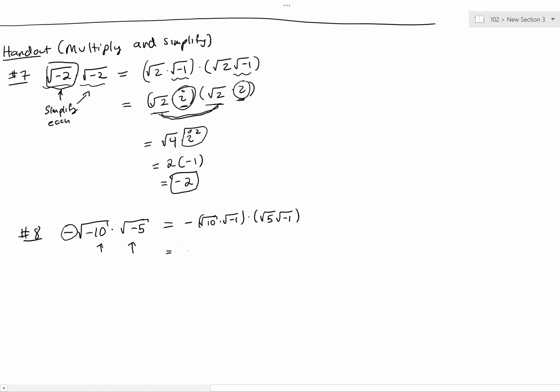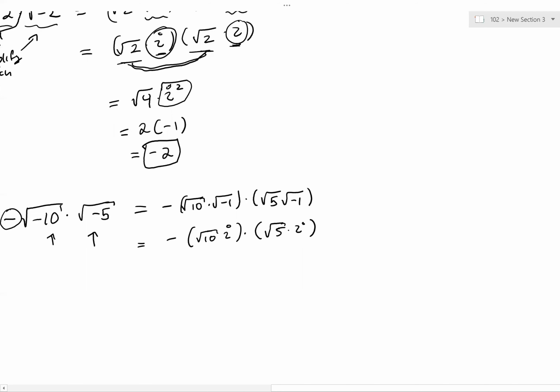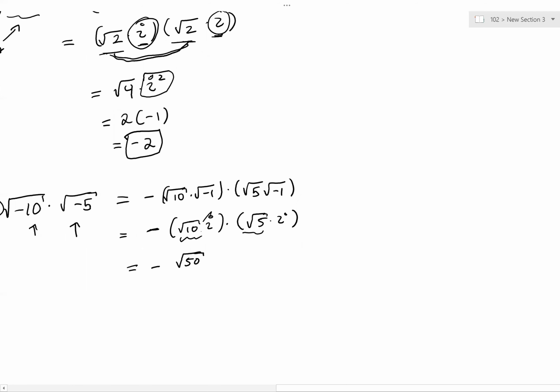So continuing on for this problem, that negative is still out front. I'll have the square root of 10 times i, replacing the square root of -1, times the square root of 5 times i. Again, that negative, I'm just going to leave out front to the end. So the square root of 10 and the square root of 5, I'm going to multiply those, and I'll have the square root of 50. There's more than one way to simplify that multiplication, but I'm just going to multiply them together. Then I'm going to have the i times the i, which once again gives me i squared.